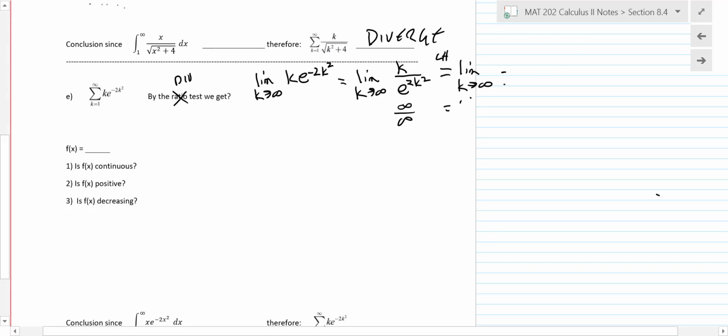So here's what you do. All right, so here's the idea on this. When we do L'Hopital's rule, we just do the derivative of the top and bottom.